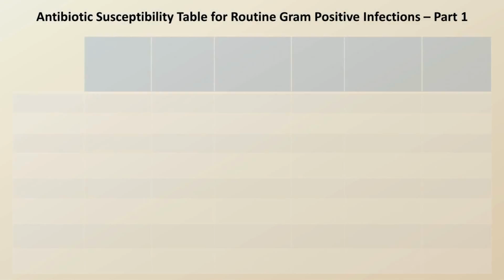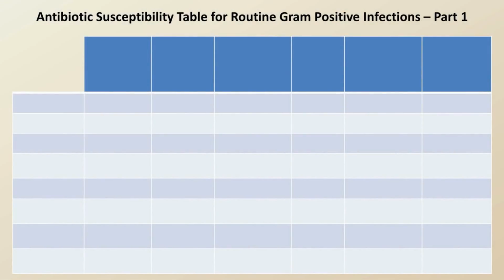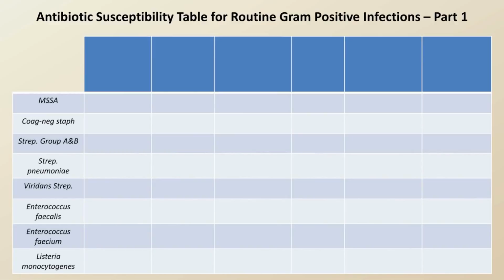So here's the first of these charts. This is an antibiotic susceptibility table for routine gram-positive infections, which are listed on the left. Methicillin-sensitive Staph aureus, coagulase-negative staph, group A and B streptococcus, strep pneumoniae, which you may recall is also known as pneumococcus, viridans group strep, Enterococcus faecalis and faecium, and lastly Listeria.